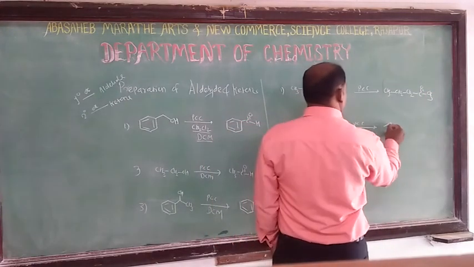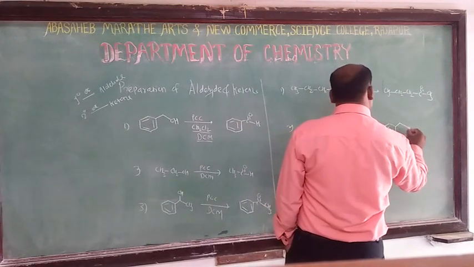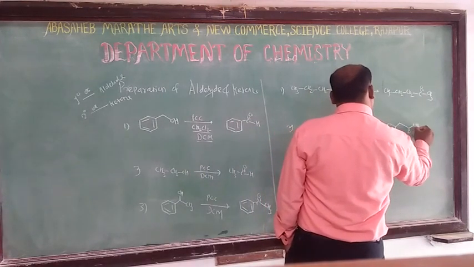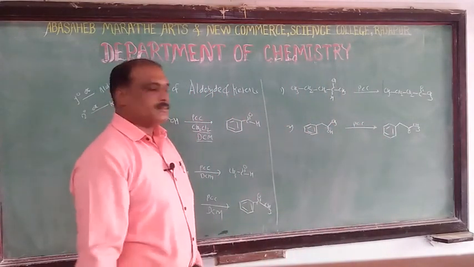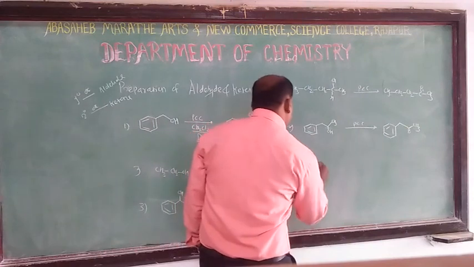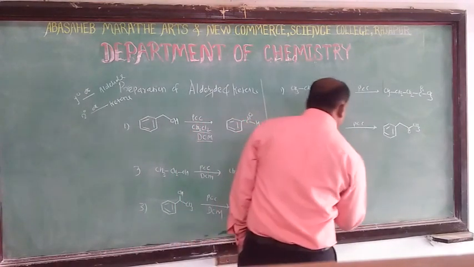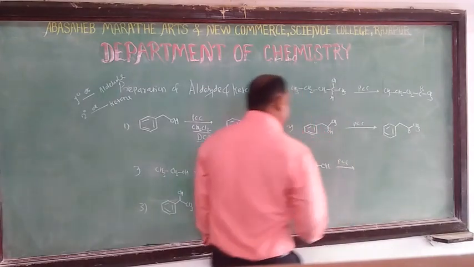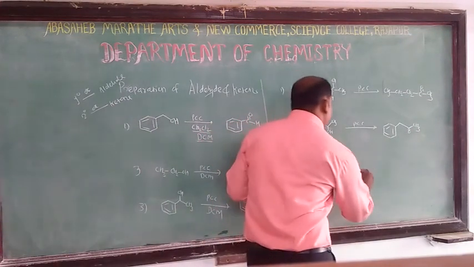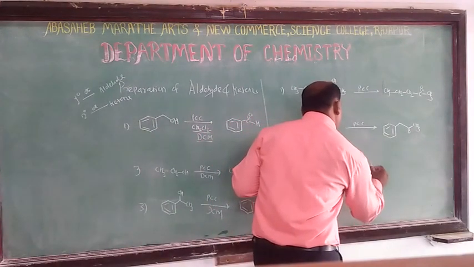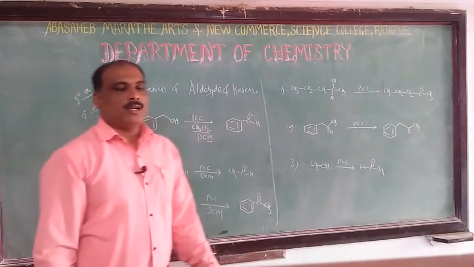Similarly, those convert into the corresponding ketones, right? Third, methyl alcohol. This methyl alcohol is treated with PCC, pyridinium chlorochromate. This converts into formaldehyde, like C double bond O, then H, formaldehyde.